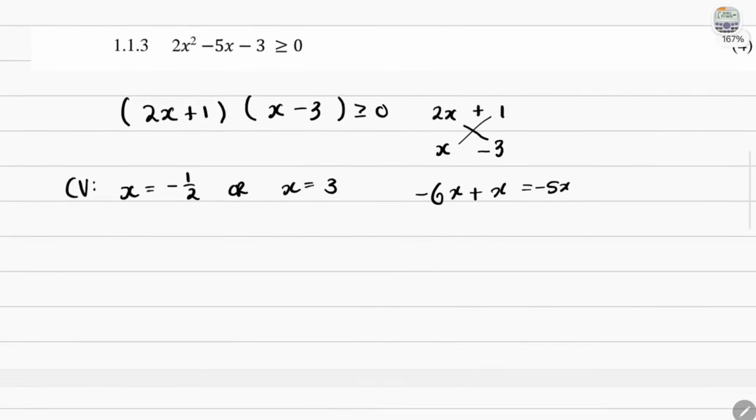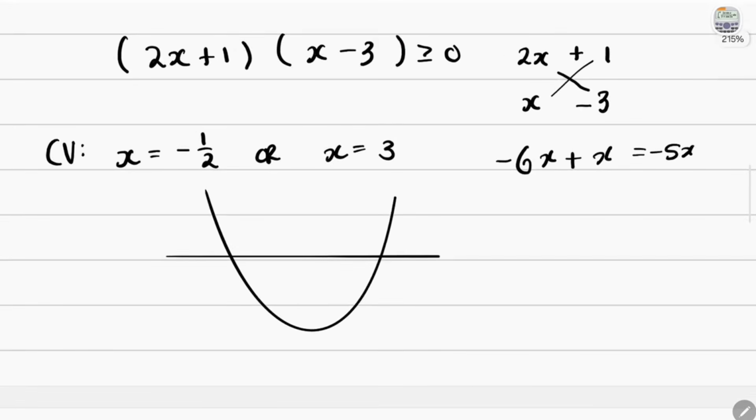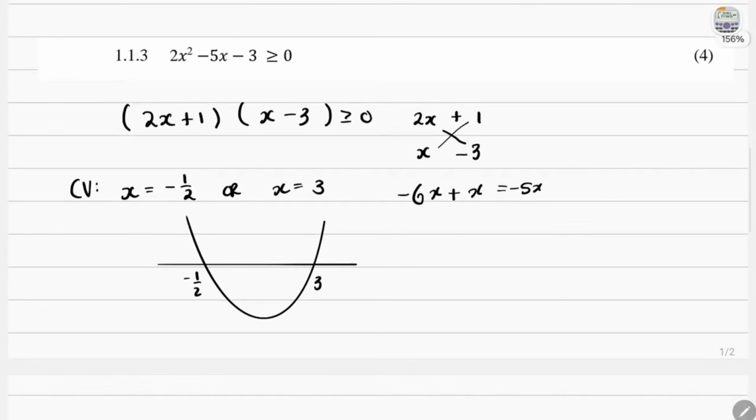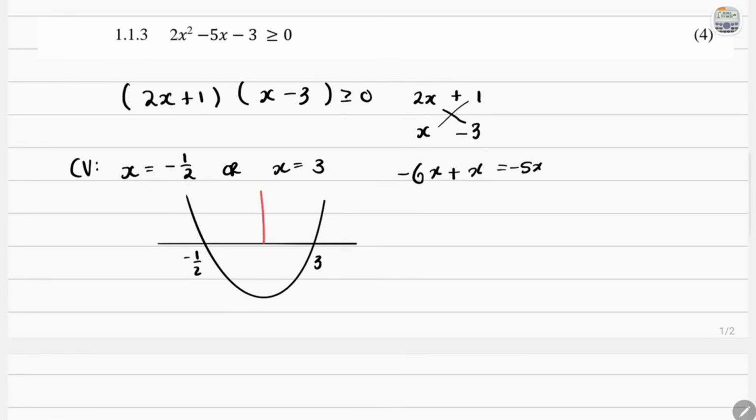And now let's solve this inequality. Notice that we need to find the values of x for which this expression is greater than or equal to 0. This is a parabola, specifically a concave up parabola, since we can see the value of a is greater than 0. So if it is a concave up parabola where we have the critical values, negative 1 over 2 goes here and 3 goes here, for which values of x will this be greater than 0? We can look at where they are equal to 0. If we say they are equal to 0, we're referring to their y values.